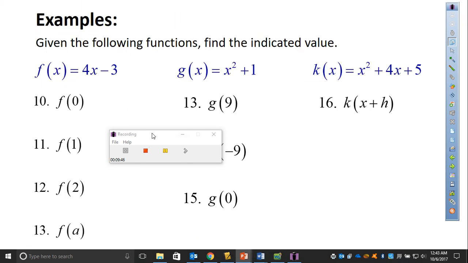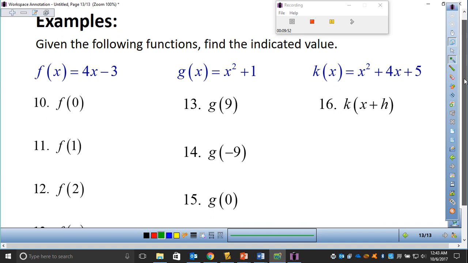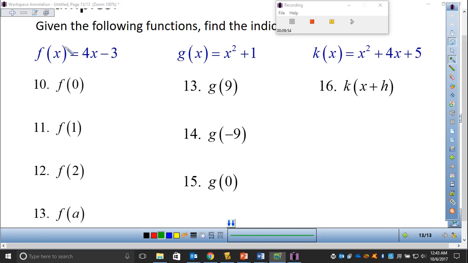So what function notation is going to do? These examples are the best way to explain it. It's just find the indicated values here. So this is function notation. F of x equals 4x minus 3. So I want to evaluate for f of 0. So what I do with the 0 is I'm going to plug it in for the x. So it would look like this. F of 0 equals 4 times 0 minus 3.